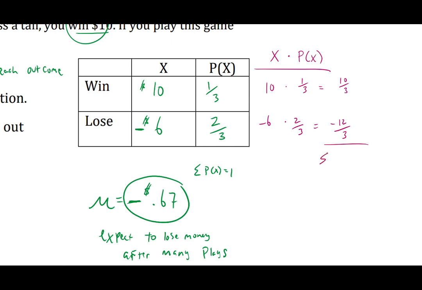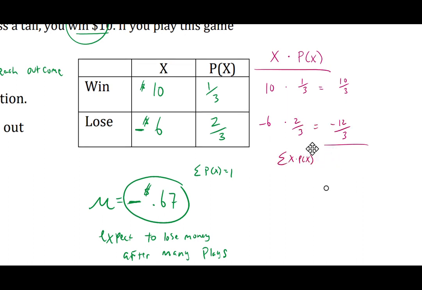And if we were to add up x times p of x, let's shift that over just a little bit. If we were to add up x times p of x, this third column, we would get -2/3, which is where we got the mean from.